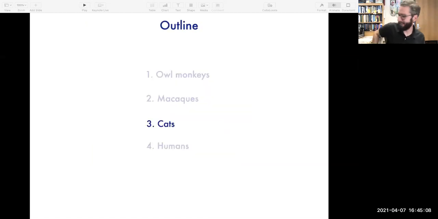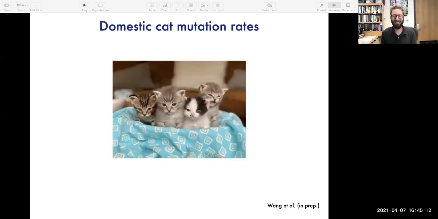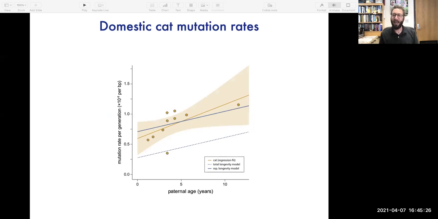Okay, I need to speed up a little bit. So cats, haha, this preprint came out today, which is good timing. So we looked again at domestic cats. It's a very young age of puberty, lots of individuals, lots of offspring, well-known pedigrees. And the cats fit the reproductive longevity model. So here now, there's 3 lines because I represented the reproductive longevity model as the solid blue and the total longevity model as the dash.